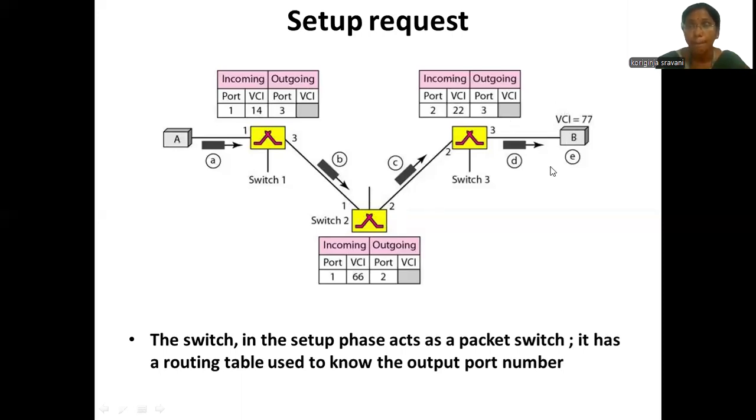If the destination B accepts the request, it will send the VCI, that is the virtual circuit identifier number, in the acknowledgement. Here you can see the switch in the setup phase acts as a packet switch, and it has a routing table used to know the output port number. So we need to know the output port number and the VCI of the receiver.